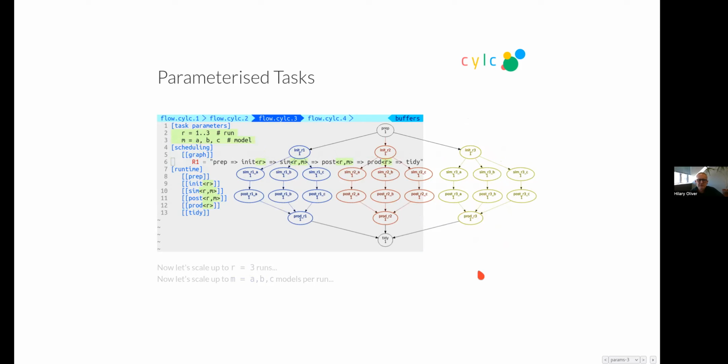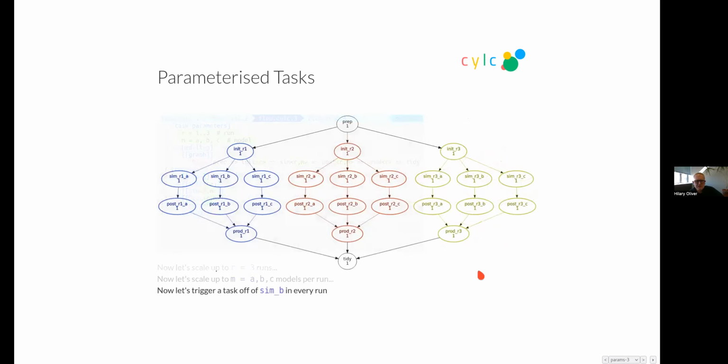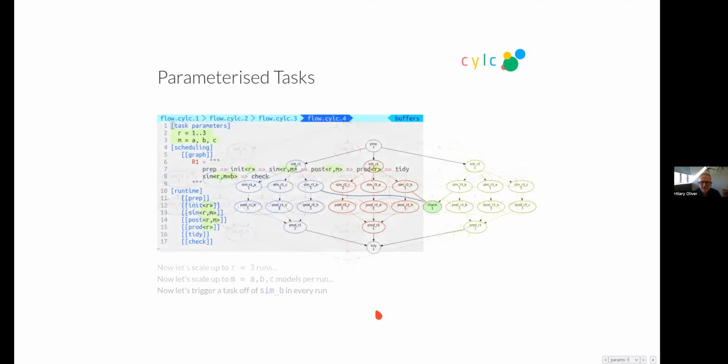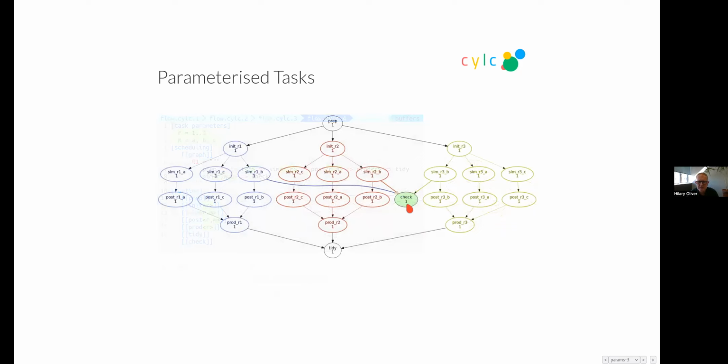So you can see now I've got 3 runs of each of 3 different models processing, and really the workflow definition is hardly any more complicated than the original linear pipeline was. Just to show you can do it, you can trigger individual things off individual parameterized tasks here. So I've run a task called check. It's going to trigger off model B of each run, and that's the screen one here, and you can see that's what it's doing.